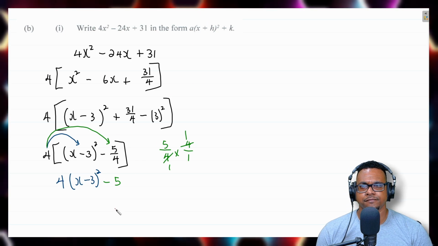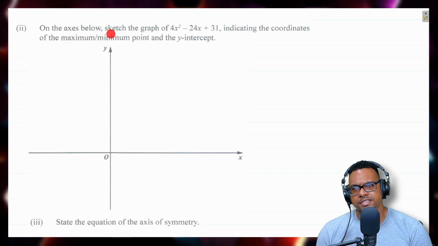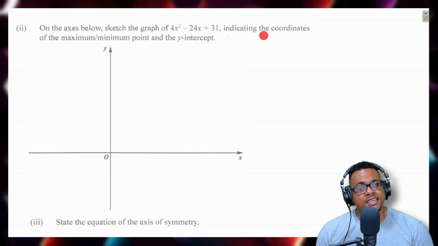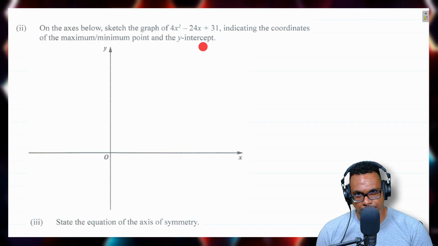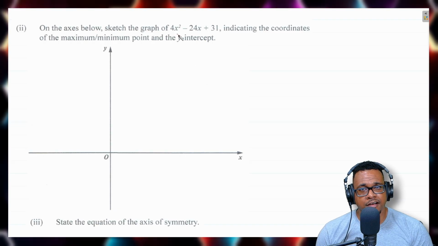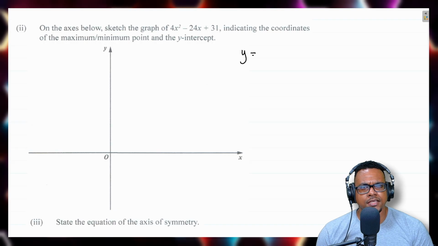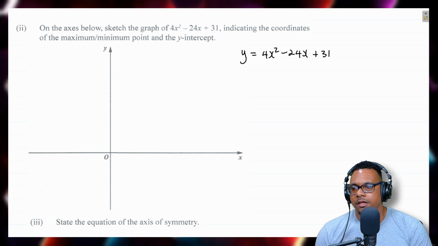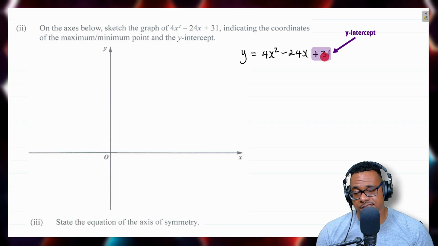Now moving on to part 2, we have on the axis below, sketch the graph of 4x squared take away 24x plus 31, indicating the coordinates of the maximum/minimum point and the y-intercept. So since we are going to sketch the graph, I'll write out the quadratic as y is equal to 4x squared take away 24x plus 31. Now the y-intercept will be 31 because you obtain the y-intercept when x is equal to 0.